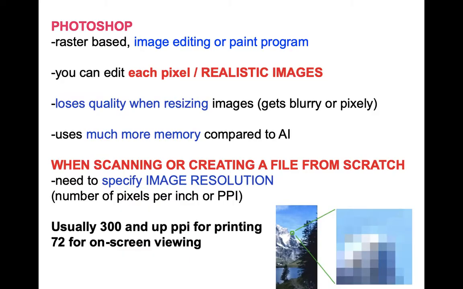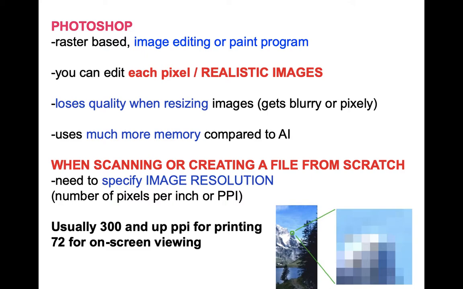So as we mentioned, Photoshop is raster-based. It consists of pixels and it's called image editing or paint program. You can actually edit and change each pixel and it gives you very realistic images. It does lose quality when you're resizing images. So if you have a small resolution image and you try to make it very large, then it's going to become very blurry and very pixely. Whereas in Illustrator, you were able to change the size of the vector object without losing the quality of the image. But it doesn't work that way with the raster-based or pixel-based Photoshop artworks.